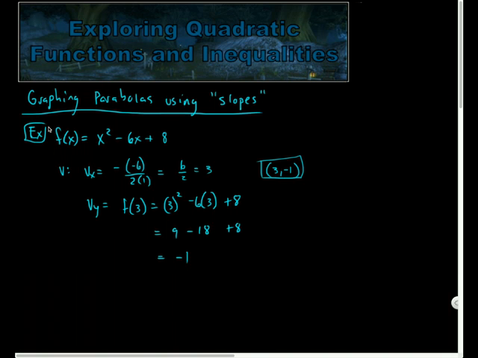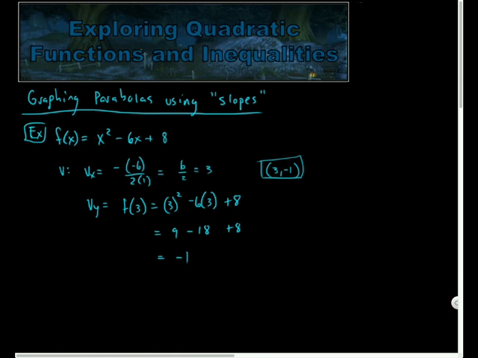So for this first problem, what I've got here is my quadratic equation. I found the vertex by using the formula negative b over 2a, right? So b was the negative 6, a was the 1, and I found 3 was the x-coordinate of my vertex. To find the y-coordinate, I plugged that back into the function, simplified, and found negative 1 was the y-coordinate.